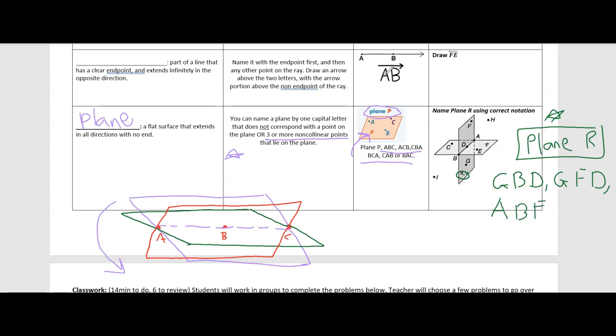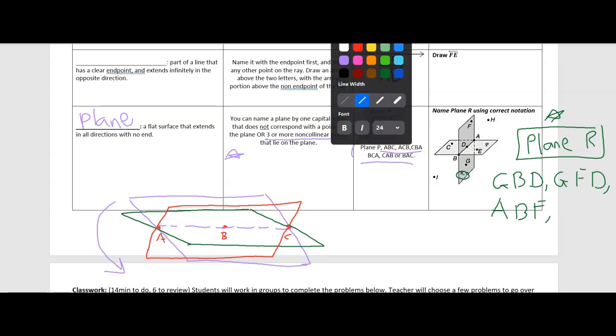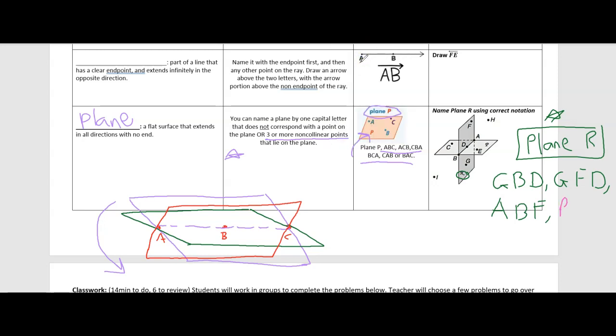And now think of 3 letters that wouldn't work. So think of a way that would be incorrect. Well, if we said B, D, A, that would be incorrect because those 3 points are on the same line. They are collinear, which means we cannot use them to name a plane. And here's a perfect example. A, D, and B are on plane R, but they're also on plane P. So if we just say plane ABD, how do we know which plane we're talking about? Right? It's kind of like what's going on over here. If I say plane ABC, am I talking about the purple, the green, or the red plane?